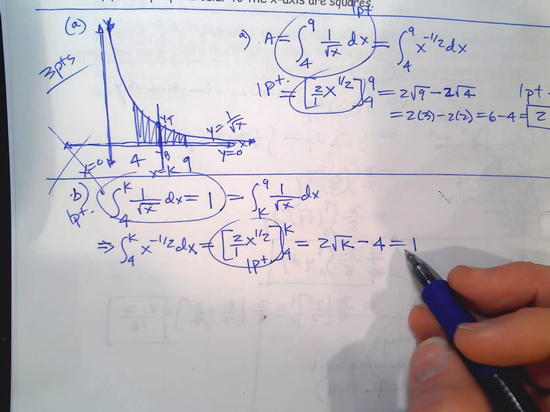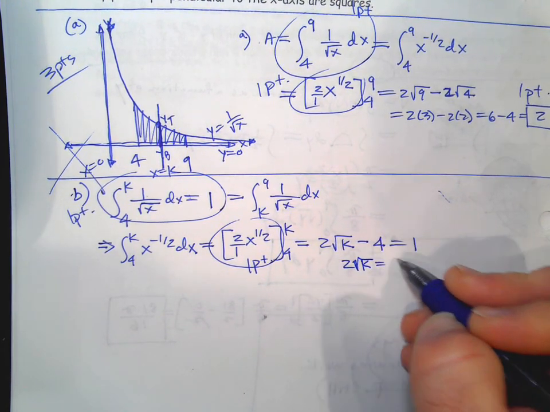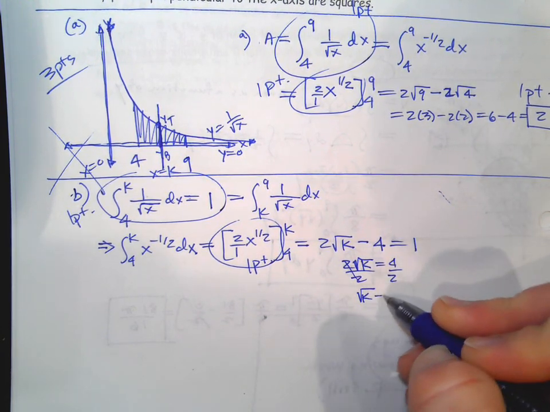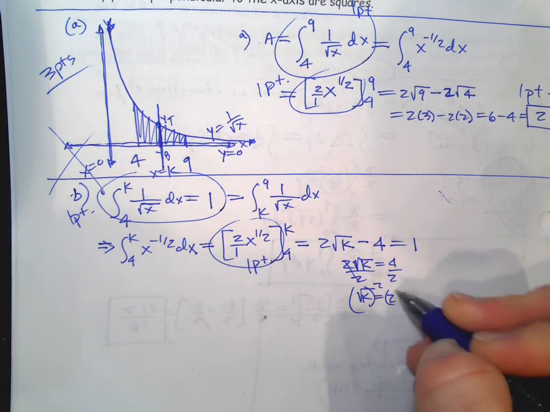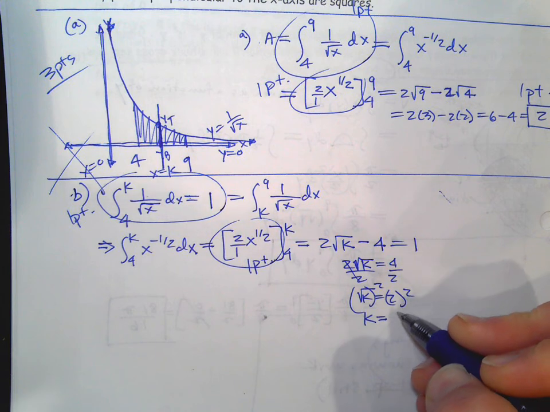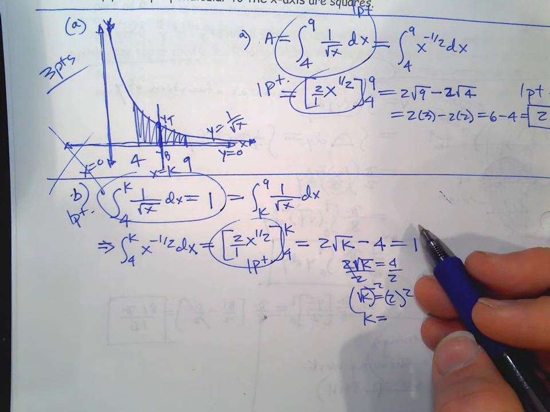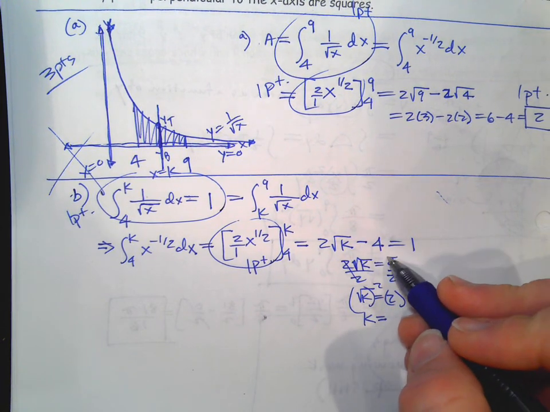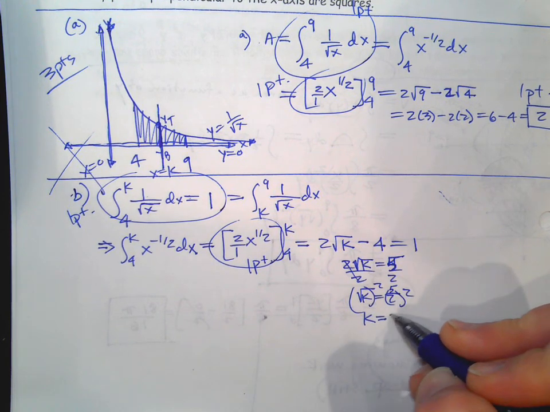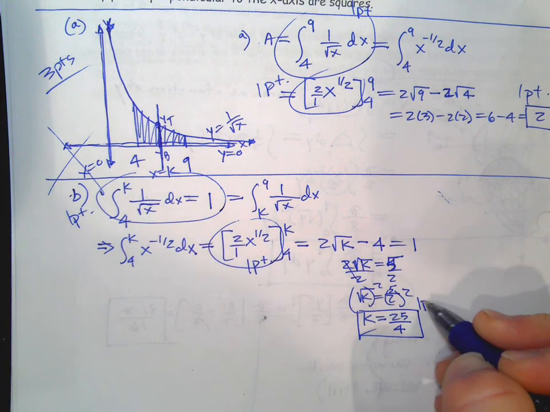Okay, now we're going to solve for k. Add 4 to both sides, divide both sides by 2, square both sides. No plus or minus, we're not taking the square root, we're squaring. I feel like I made a mistake. Oh, when I added the 4 over here, there's a 5 there still. So this is 5 halves squared, which is 25 fourths. That's your third point.